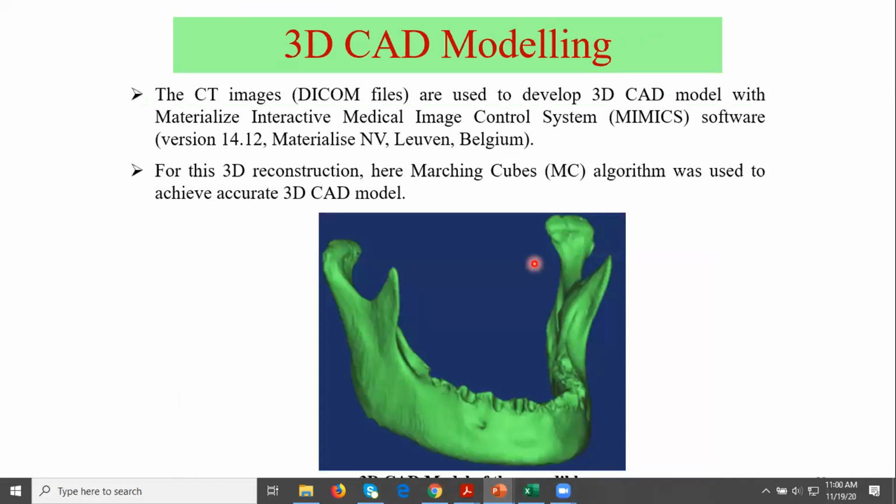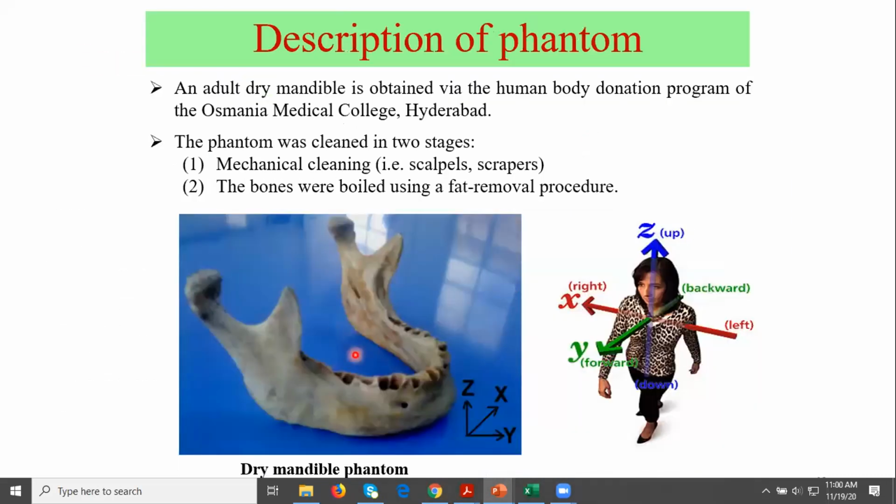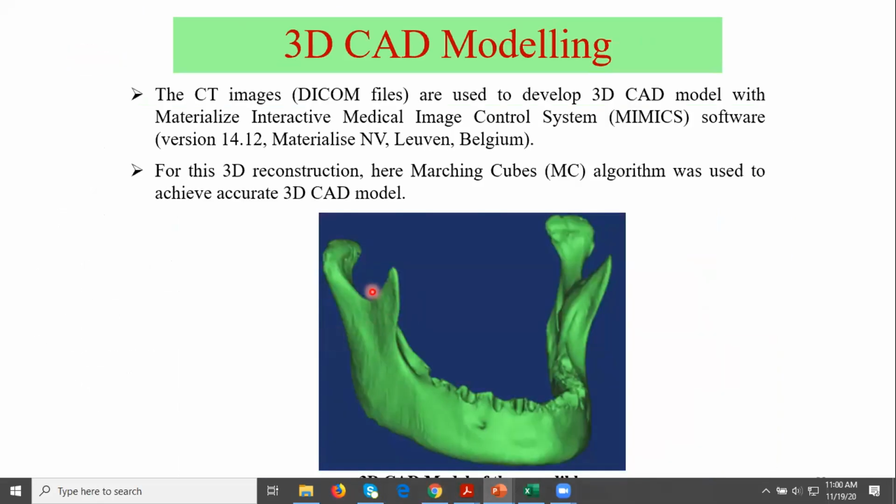Thereafter, we modeled the CAD model based on the CT images of the bone. Whatever bone is there here is the dry mandible. We made a CAD model based on the DICOM images in the Mimics software by using the marching cubes algorithm. Many algorithms are available in this software, but here we are using only the marching cubes algorithm. From that algorithm, we did this CAD modeling.